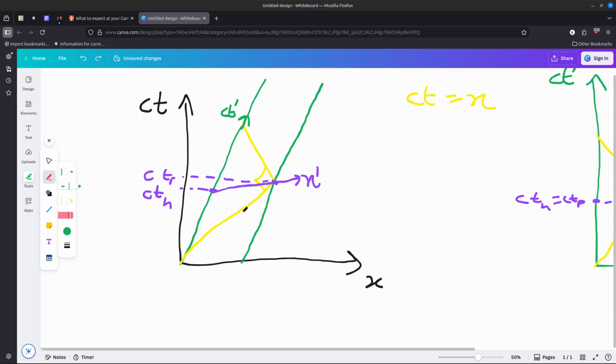Now we can do a bit of geometry here to look at what the transformation. So remember before we had.